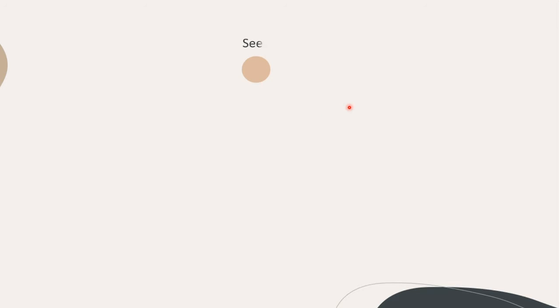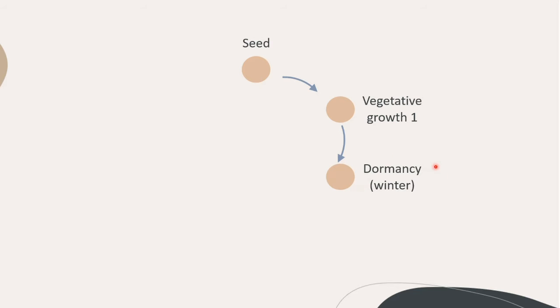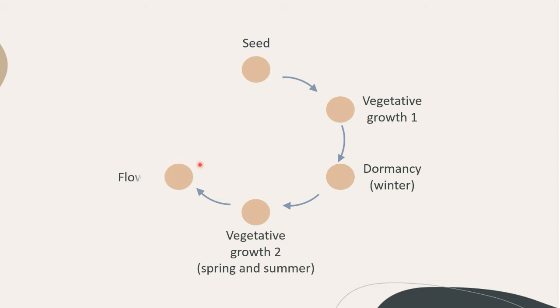Biennial life cycle starts from the seed, and then vegetative growth 1. Dormancy during winter. Dormancy is like a short break, so it takes a short break during winter, and then continues to vegetative growth 2 during spring and summer, flowering, and death.